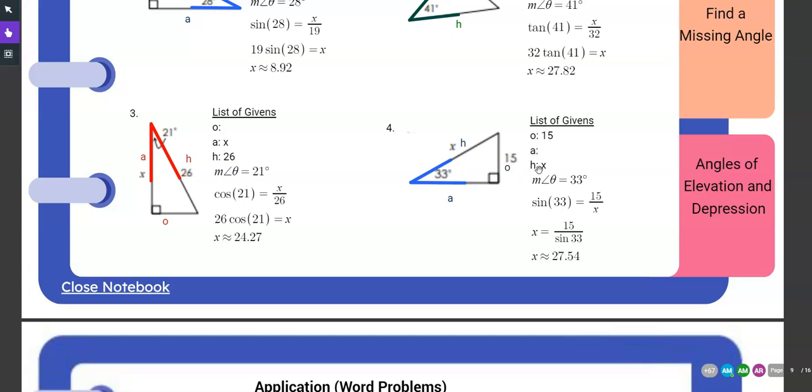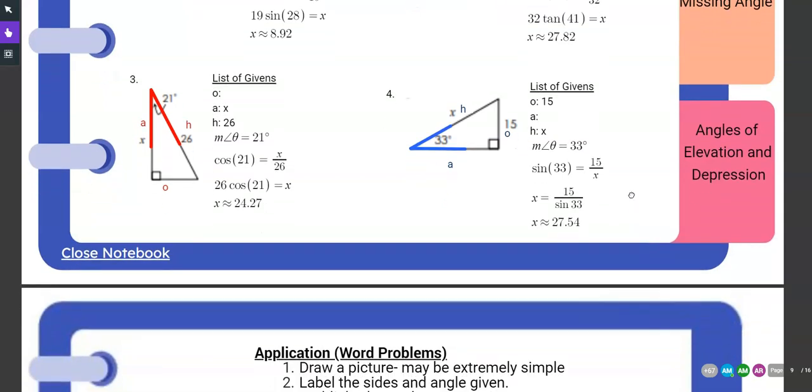We have opposite and hypotenuse, so we're going to be using the sine. The difference in this one is that now we're looking for the denominator. So in order to find this, we would need to multiply both sides by x, which would give us x times the sine of 33.